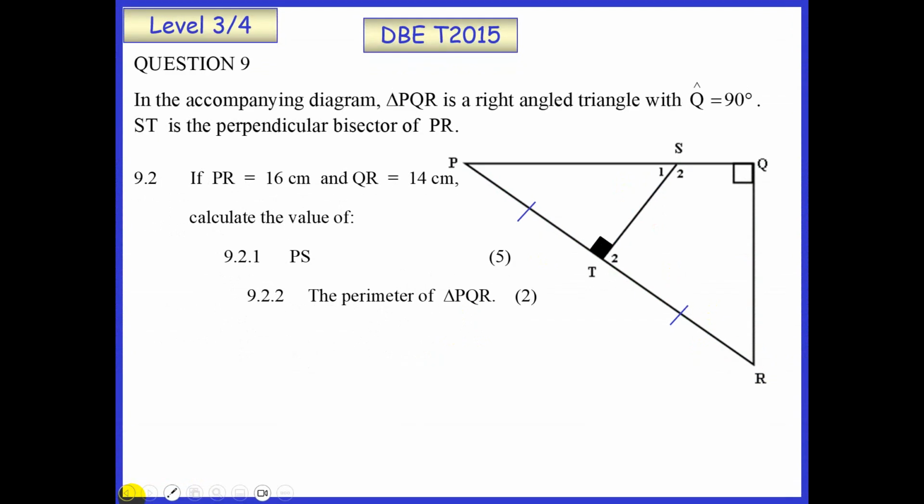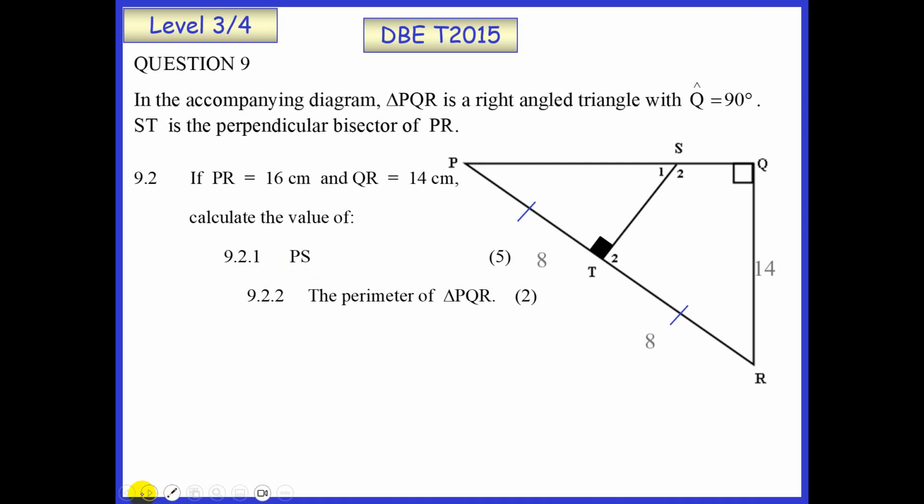Moving on from that previous question, it now gives us lengths. It tells us that PR is 16 and QR is 14. If PR is 16, we know that PT would be equal to 8 and TR will be equal to 8. So they want us to find PS.